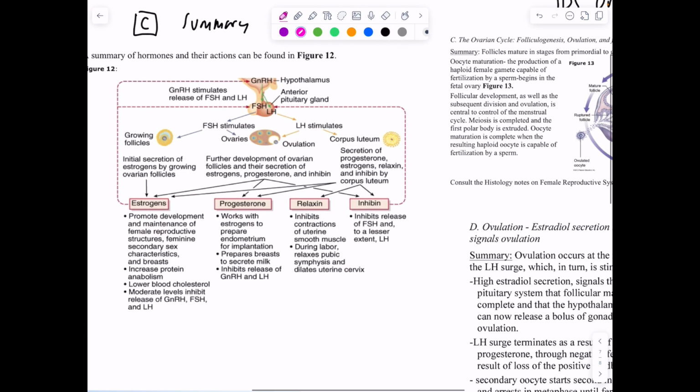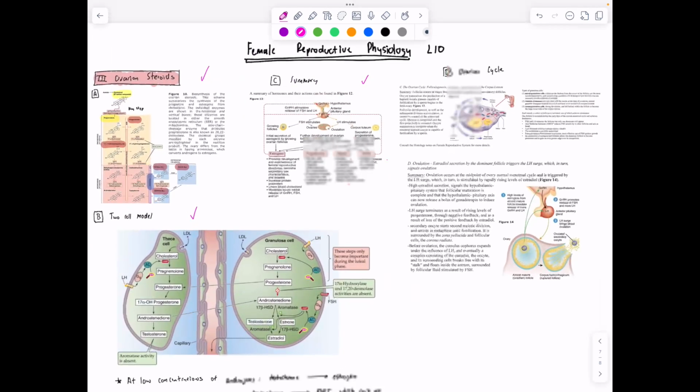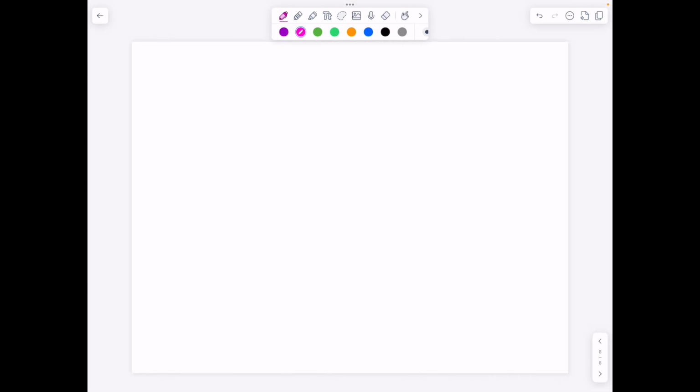Let's just talk quickly about relaxin. So it inhibits contraction of uterine smooth muscle during labor, relaxes pubic symphysis. Inhibin inhibits release of FSH and to a lesser extent LH. All right, so that's it.